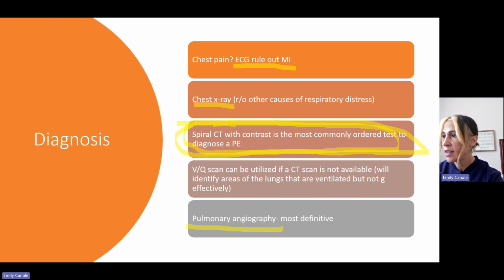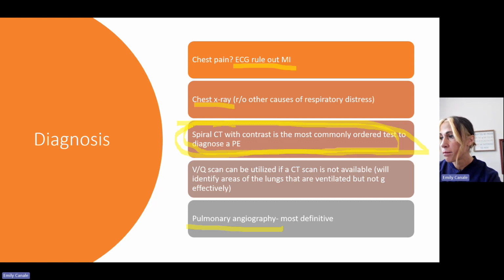But what you're really going to do is this spiral CT. That is the most common test to diagnose a PE. It's very effective. It can really identify a peripheral embolus as well. They are going to do intravenous contrast with the spiral CT. So that's the most common, but the pulmonary angiograph is the most definitive because that's actually visualizing the pulmonary vasculature. They're going in and seeing it, so they can actually view that obstruction that's going on. But that's more invasive and it takes more time, especially if the patient is unstable.